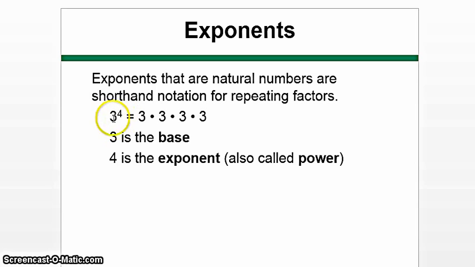In this example, 3, which has been repeated 4 times, is written as 3 to the power 4, and this short notation is called an exponential expression. In this expression, 3 is the base, and 4 is the exponent, also called power.